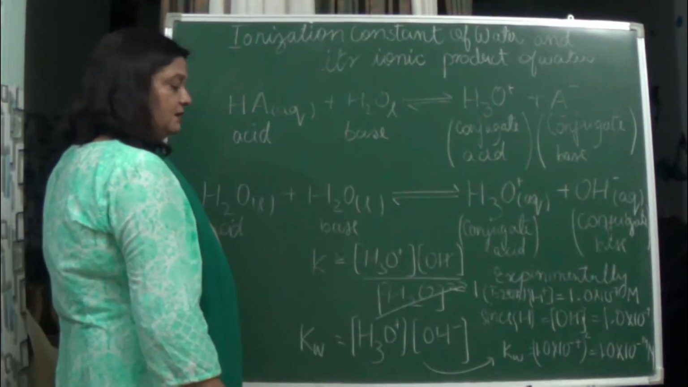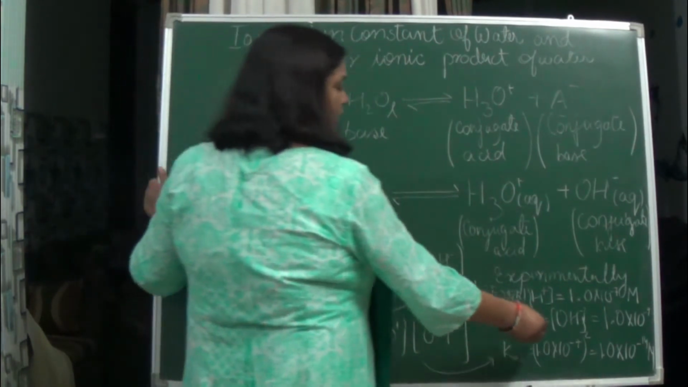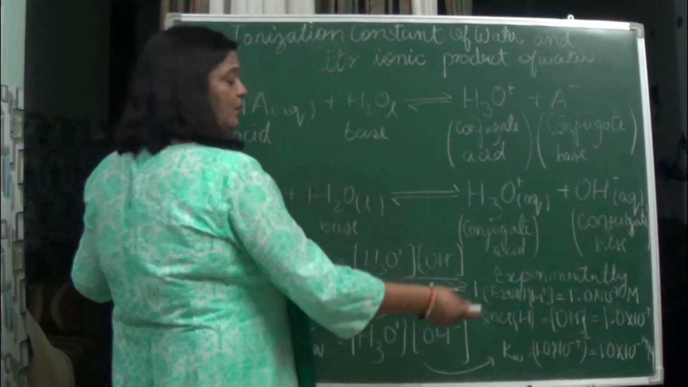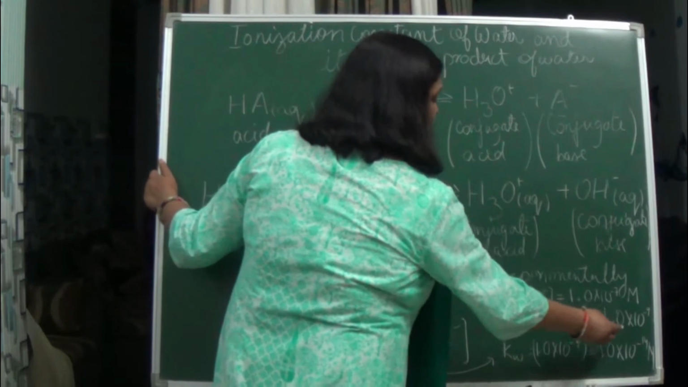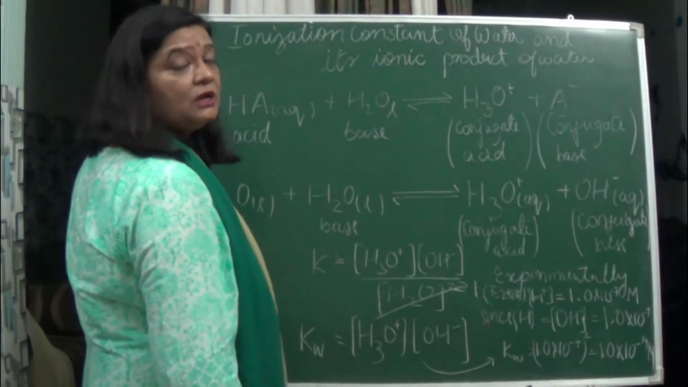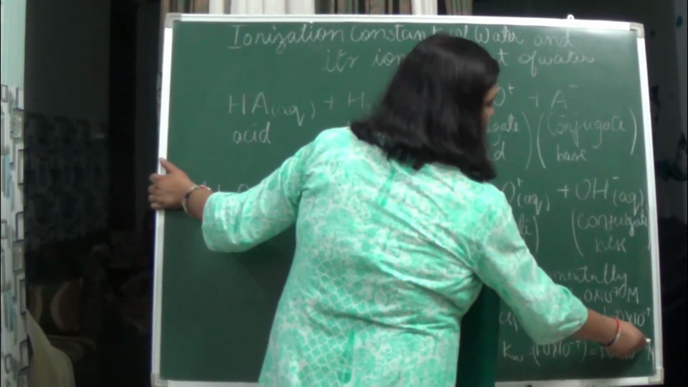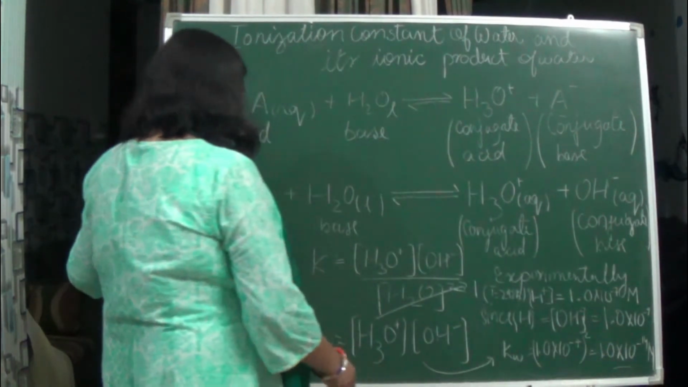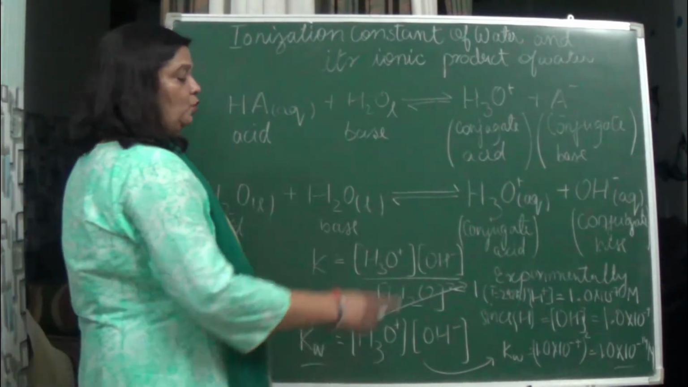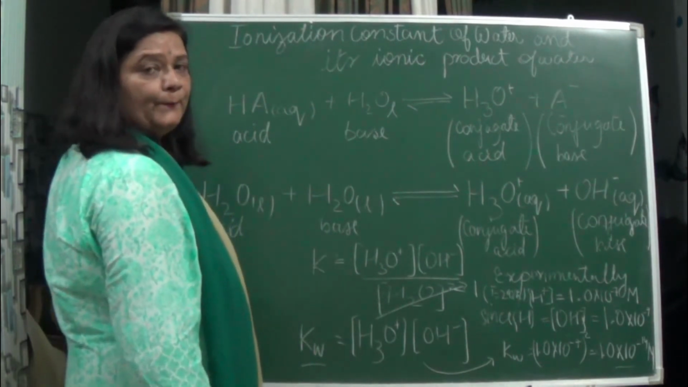So now we can write here the ionization constant of water is equal to this whole square, 1.0 into 10 to the power minus 7 whole square, because both are the same only. When we square it, we get 1.0 into 10 to the power how much? First it was minus 7, squared it will become minus 14. So our value becomes 1.0 into 10 to the power minus 14 M for the ionization constant of water. So the value of the ionization constant of water is 1.0 into 10 to the power minus 14 M.